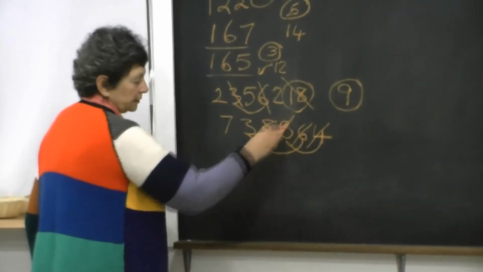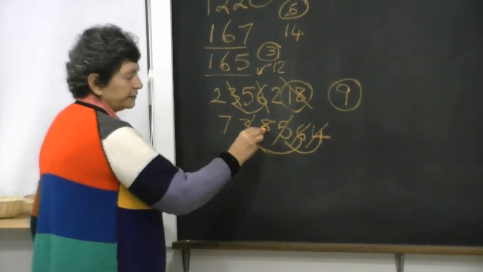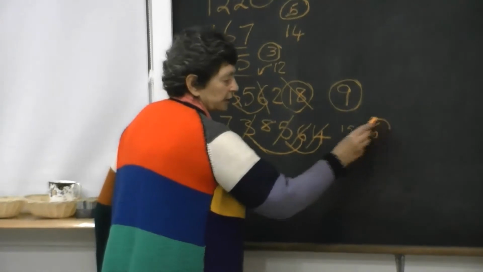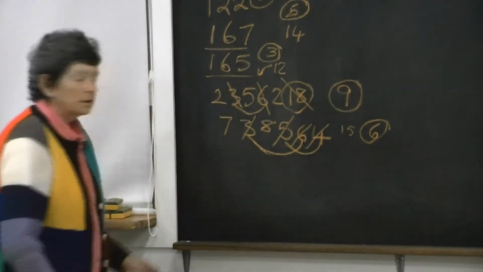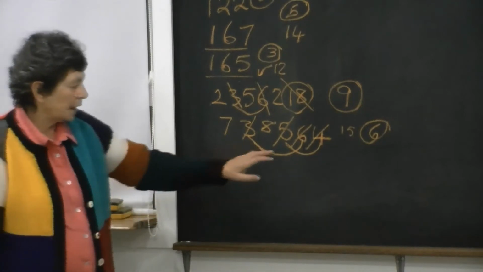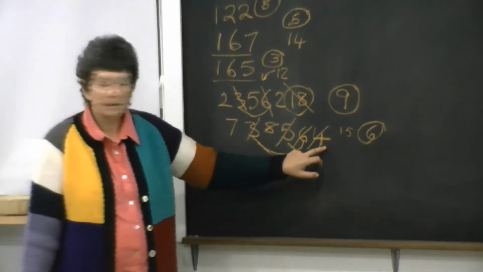So we can just leave those out and say 7 and 8 is 15. 1 and 5 is 6. The digit sum is 6. So does that make that number divisible by 3? And 6, because it's even, right?